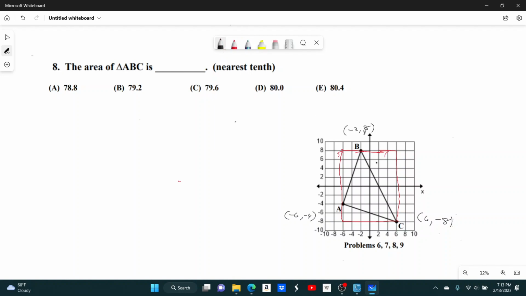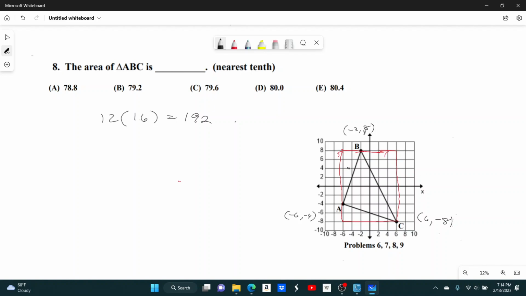And anyway, you can see this rectangle has an area of, okay, so its width is 2, 4, 6, 8, 10, 12. And its height is 2, 4, 6, 8, 10, 12, 14, 16. And so the area of that rectangle alone is 192. All right, now what we're going to do is just subtract out these three additional triangles.